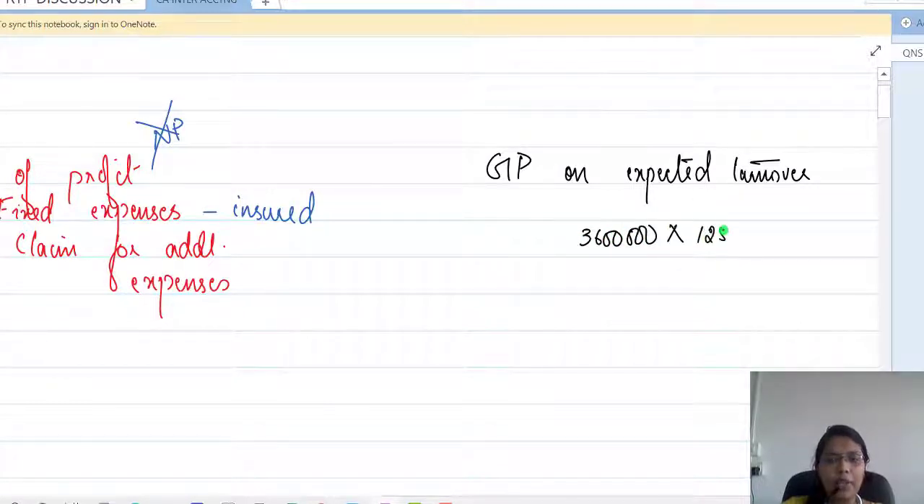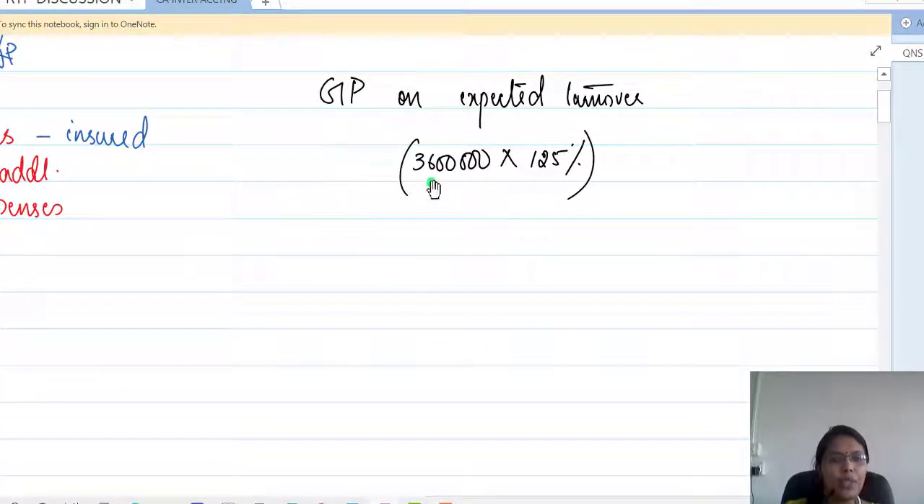On that, a 25% increase is expected. So we can say the expected turnover during the period in which he is planning to take the policy is 45 lakhs. On this, we have to compute how much profit he will end up losing if at all a fire accident occurs.